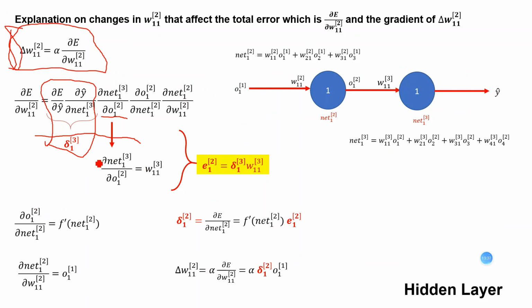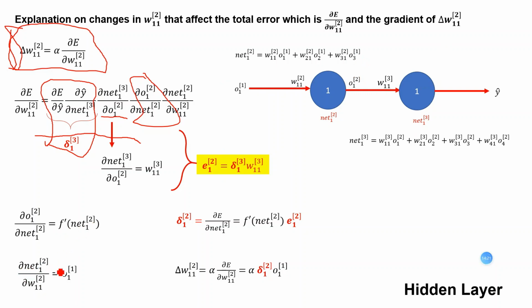And then we need to know about delta output 1 of the hidden layer over delta net 1 of the hidden layer. We can see the net 1 of the hidden layer is, from this flow, W11 times O12 plus W21 times O21 plus W31 of the hidden layer multiplied by output 3 of the first layer. So we get f prime of net 1 of the hidden layer.